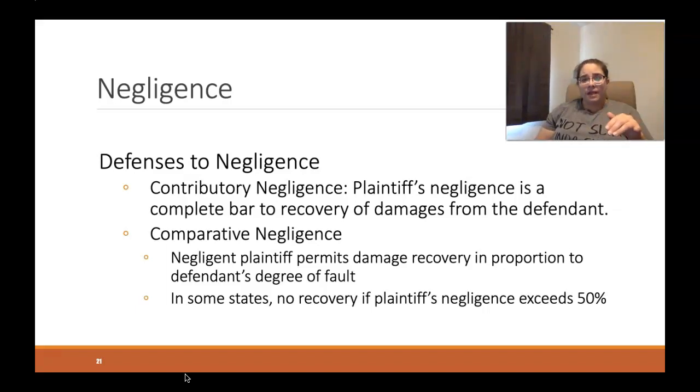Now, in some states, there is no recovery if your negligence exceeds 50%. So California is one of those hybrid states. If you are more than 51% negligent for your own injuries, you don't get anything. But if you're anywhere below 49.9999999% responsible for your own actions, for your own injuries, you get to recover the remaining balance from the other party.